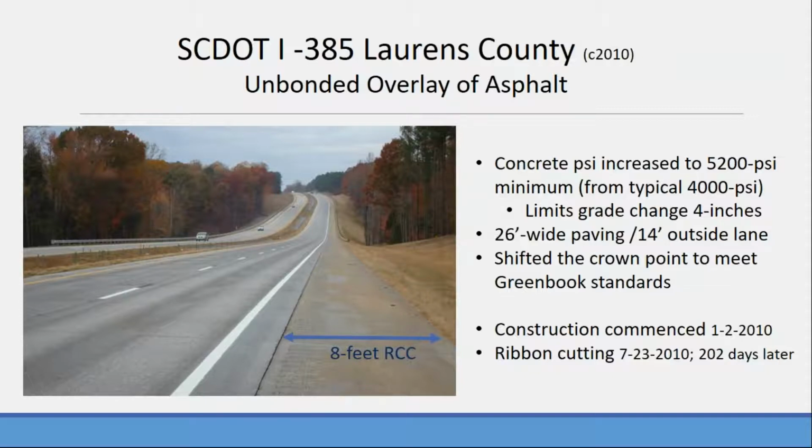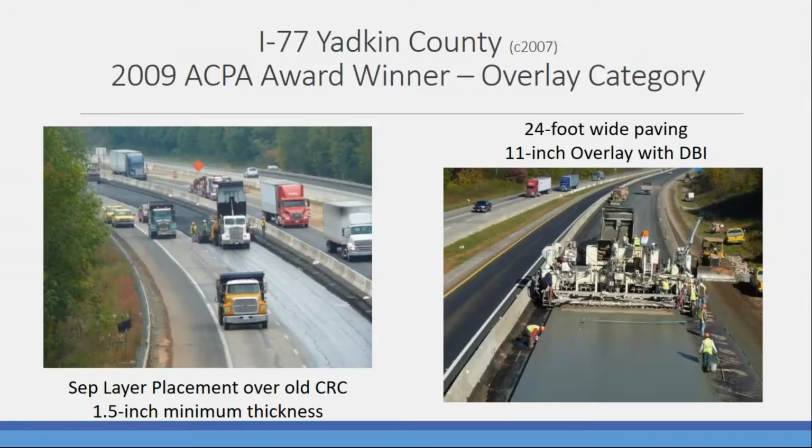I forgot to touch upon the fact that the concrete strength was increased because they didn't want to increase the grade more than 4 inches. So the concrete strength that was normally 4,000 in the state of South Carolina was increased to 5,200, which kept that overlay thickness down to 10 inches. So there are things like that you can do to minimize that grade elevation change.